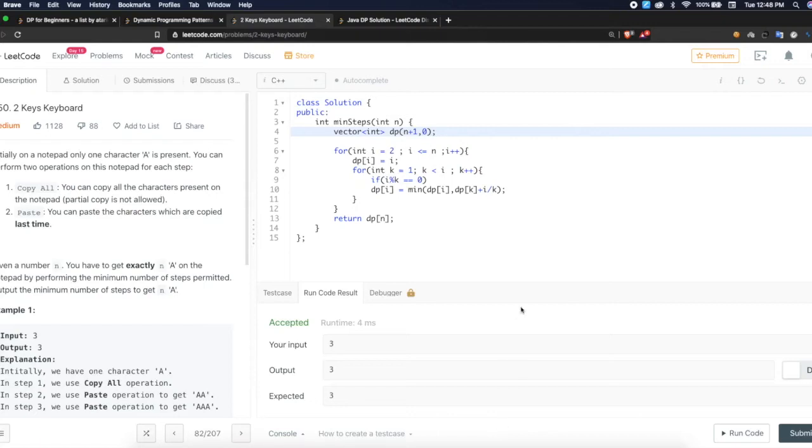Hey guys, today we'll be solving LeetCode question 2 Keys Keyboard. Initially we are given one character, and we have to perform two operations on the notepad for each step. We can copy all the characters which are present on the notepad and then paste all the characters which we have copied. We are given a number n, and we have to get exactly n A's on the notepad by performing the minimum number of steps permitted.